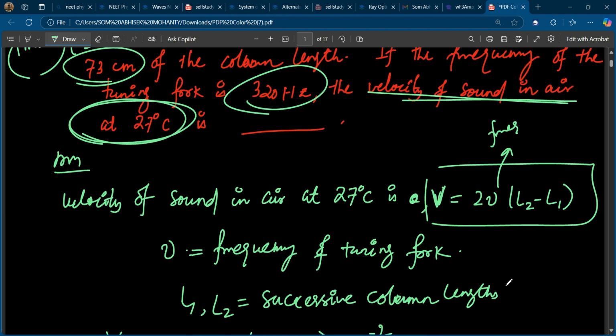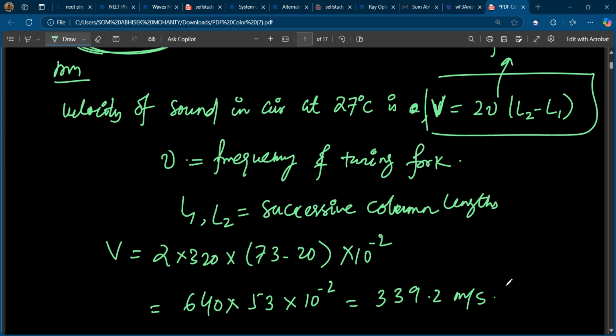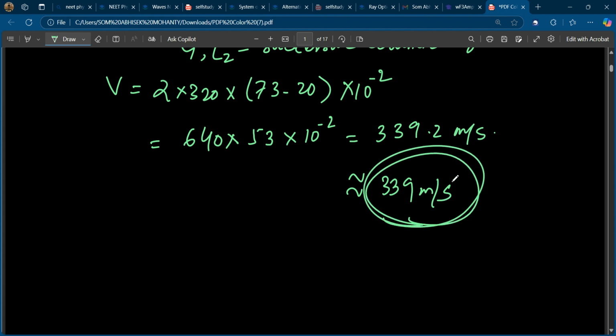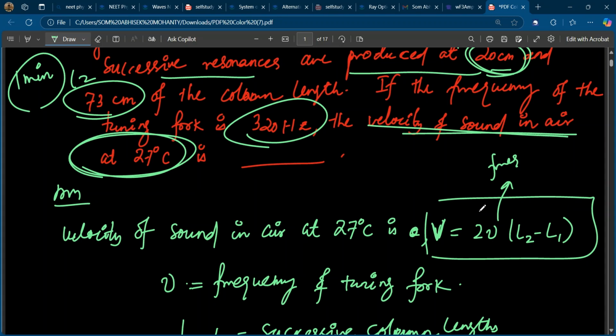So the answer will be 339 meter per second. Sorry, I forgot to write the options. This is the velocity of sound at room temperature 27 degrees Celsius. This came in NEET 2018.